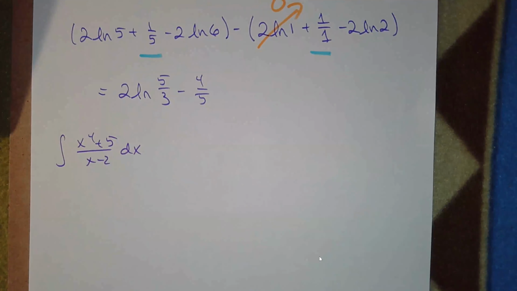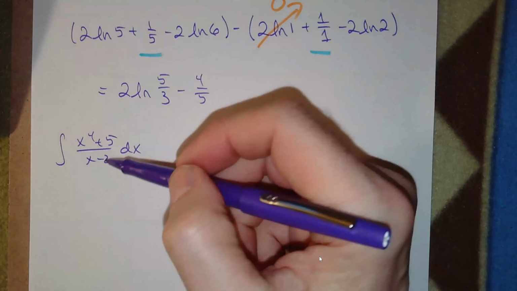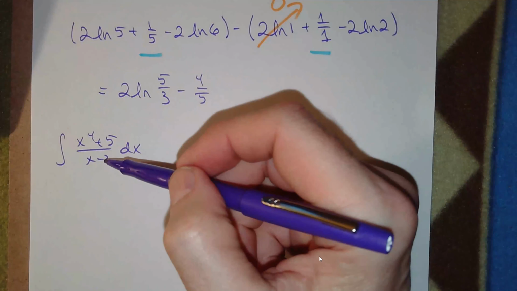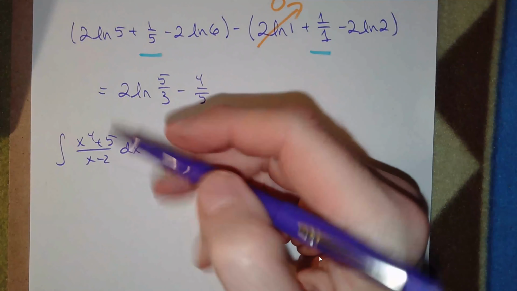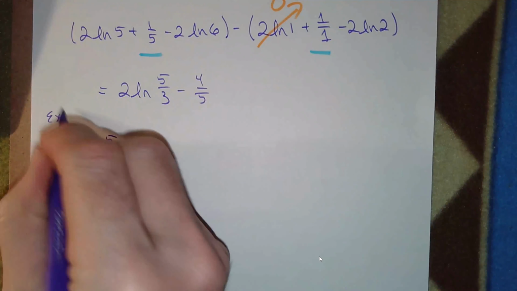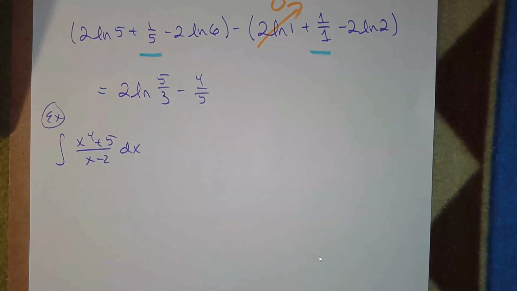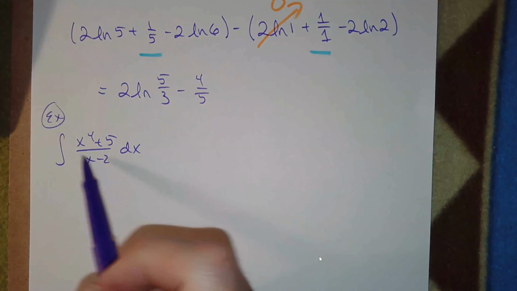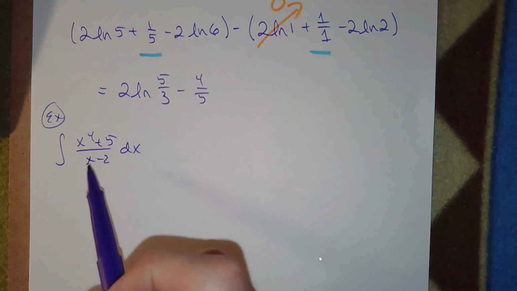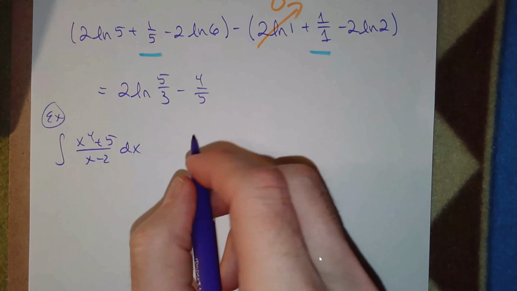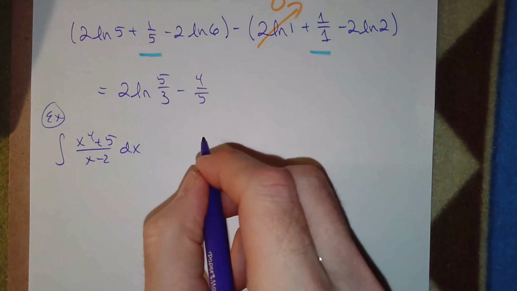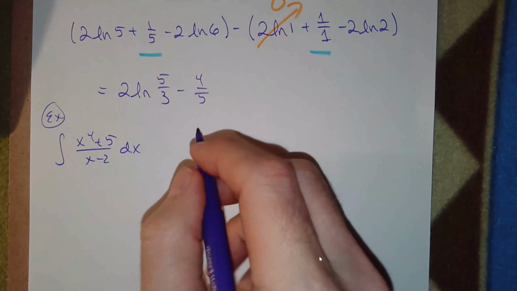Suppose you have something like this. Anytime you have a rational expression in which the numerator is bigger than the denominator, then the first thing you want to do is divide. You want to make this so that the numerator is lower in degree than the denominator. Now, we can do that synthetically. And let me give you a quick reminder.